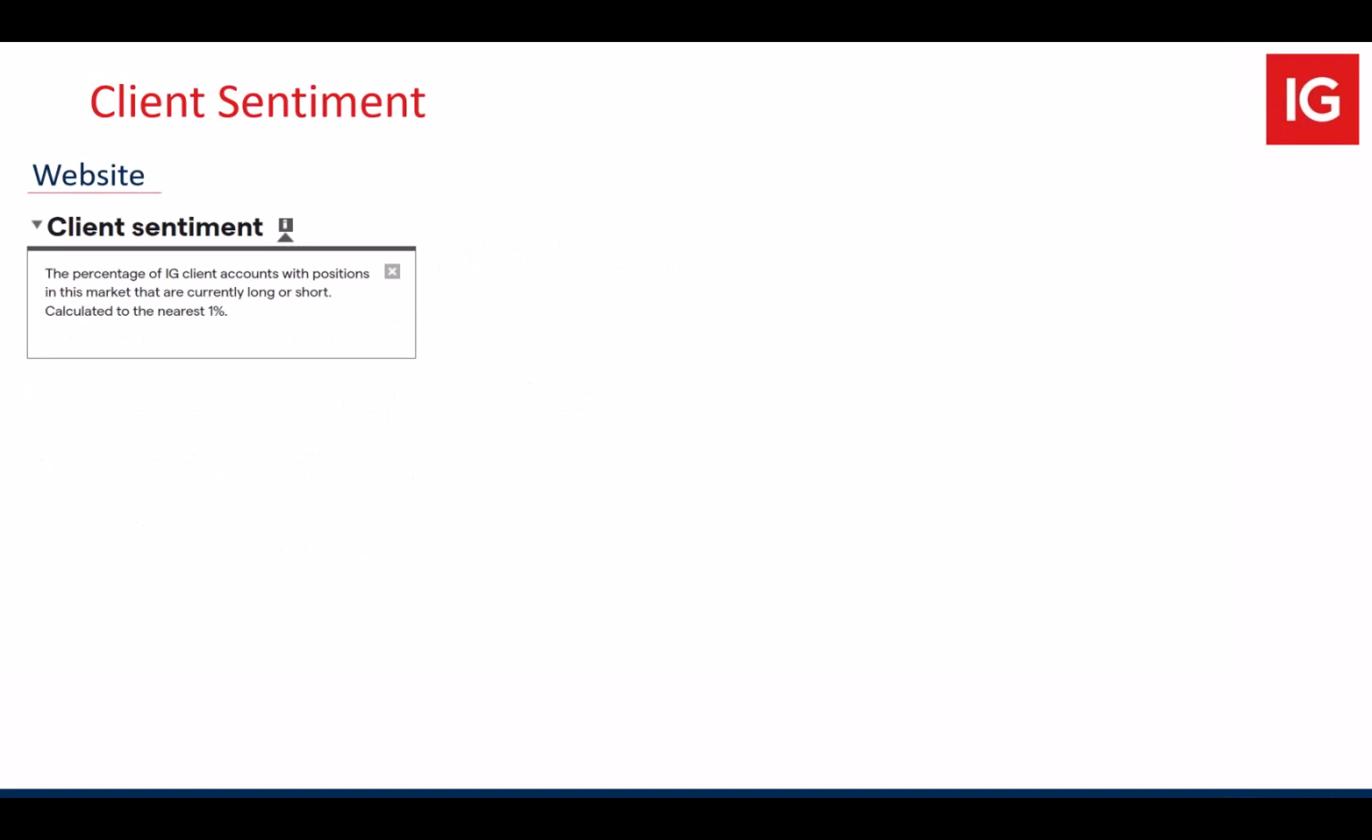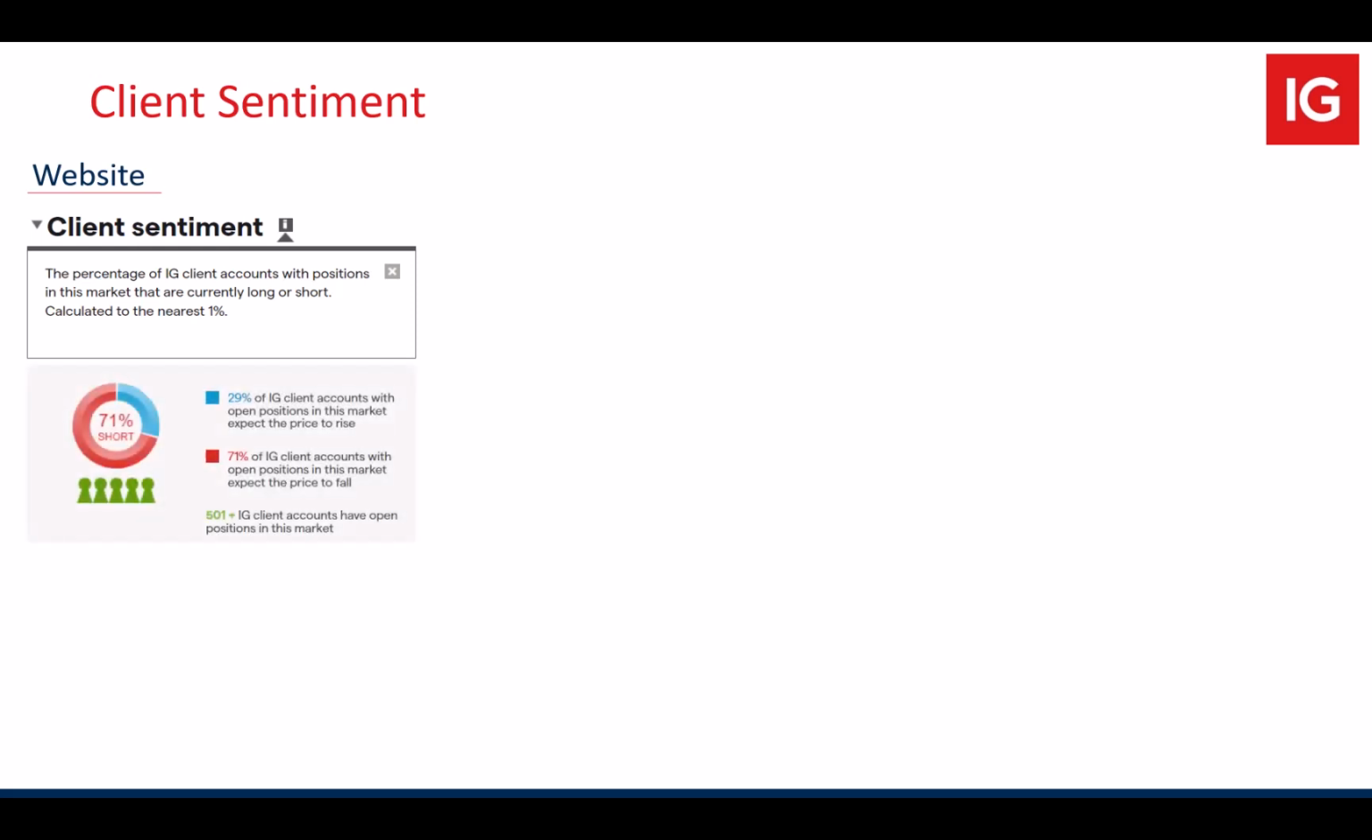When it comes to client sentiment, you can find it on IG's website. You can search, for example, EUR/USD, and it'll pull up the client sentiment there. What it represents is the percentage of IG clients with positions in this market that are currently long or short. It comes with an image showing a circle, and in this case, 71% are short, which means that 71% of IG client accounts with open positions in this market expect the price to fall. 29%, a minority, are holding a long position.